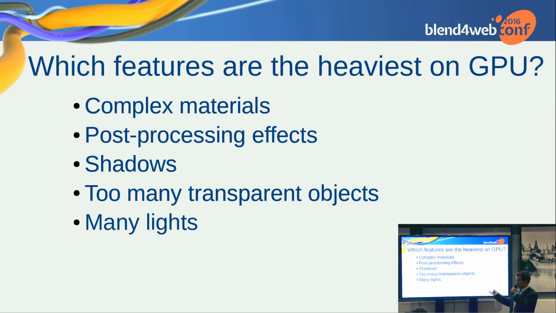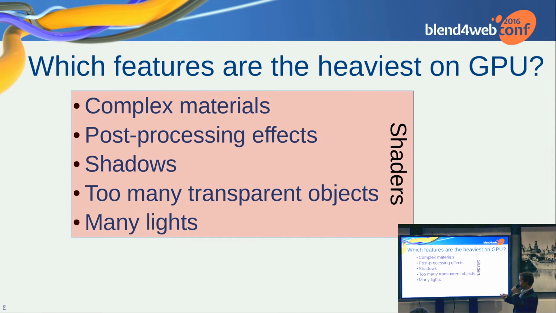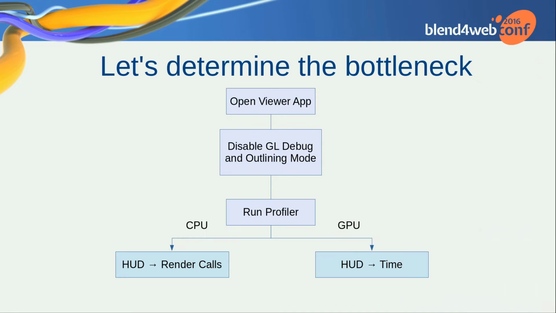And the last one, and the most obvious, may be many lights. The more lights you place in your scene, the more work on shaders you will get. So all this can be described by the term shaders. Minimizing these 5 points, maybe there can be something else here, but these are the most important ones, minimizes the complexity of shaders.